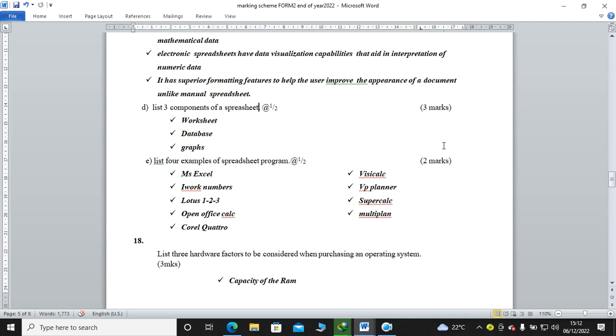List 4 examples of spreadsheets. You have them here. We have Microsoft Excel, Lotus 1-2-3, Corel Quattro Pro. We also have Open Office Calc, VisiCalc, VP Planner, SuperCalc, all of those that you can see there. Those are the examples of spreadsheets, but the one we use commonly is Microsoft Excel.